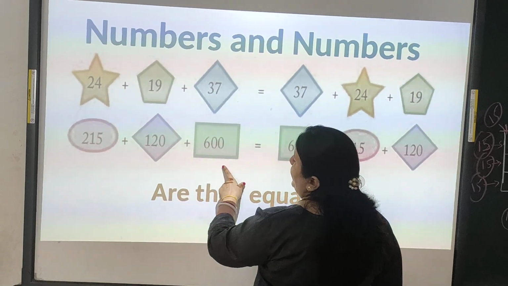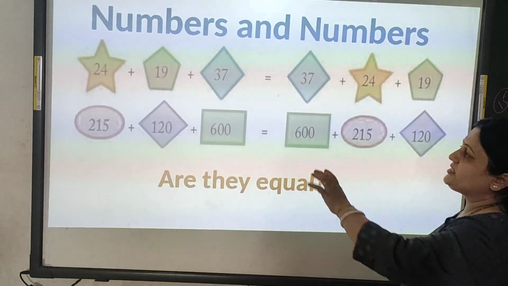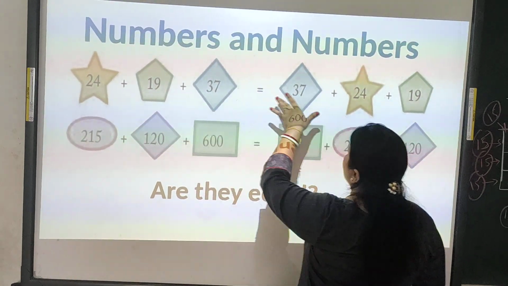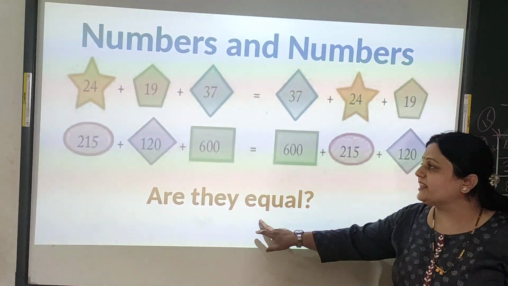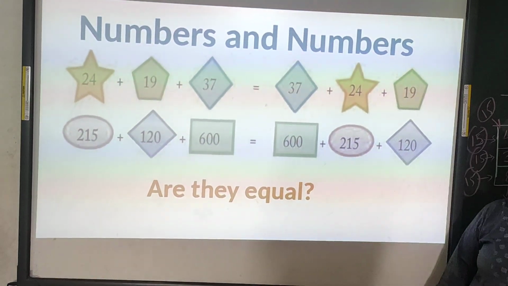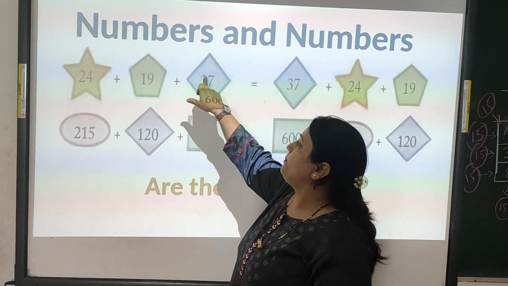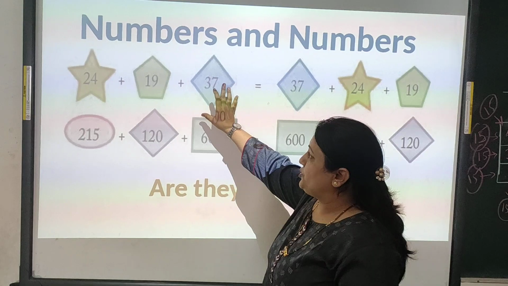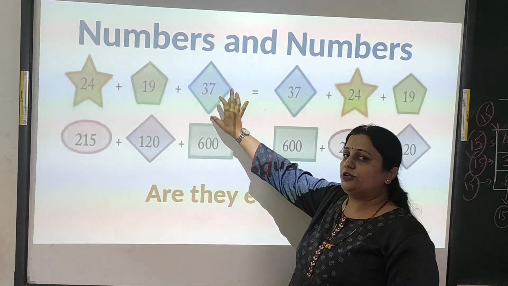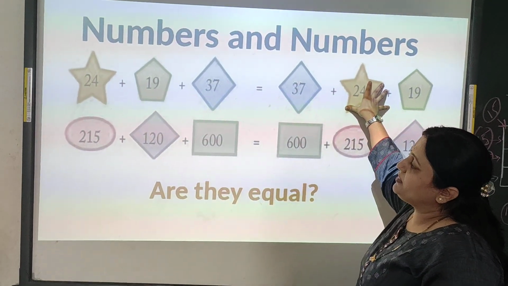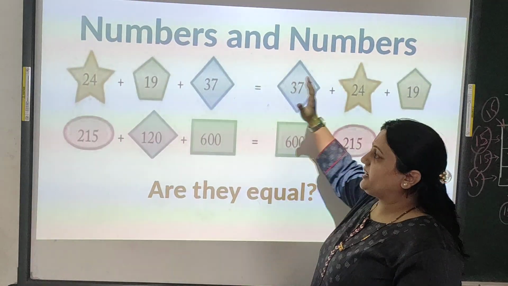Circle, square and rectangle. So here, what is it? This is the left hand side, and this is called the right hand side. Are they equal? Now this is the question. If you add 24 plus 19 plus 37, this sum means the answer of the addition. It will be the same with this. So left hand side and right hand side.